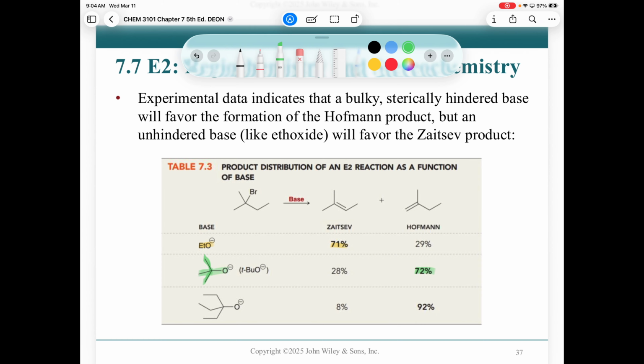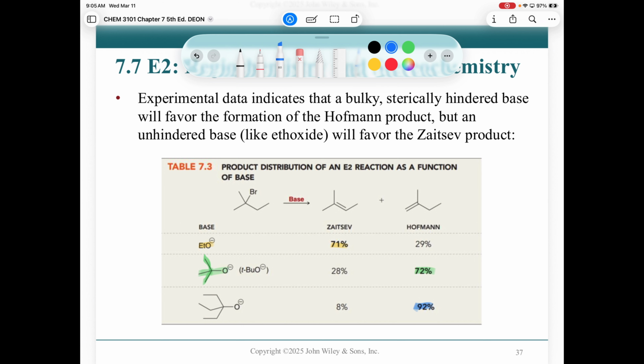Don't worry about this base. This is never going to come up in our class. He just put it here for illustrative purposes. He said if you use this hindered base that's even more hindered, right? It's got these 3 ethyl groups instead of methyl groups. An ethyl is bigger than a methyl. It even favors this even more. But again, the only 2 of these bases you will see will be the ethoxide and the tert-butoxide.